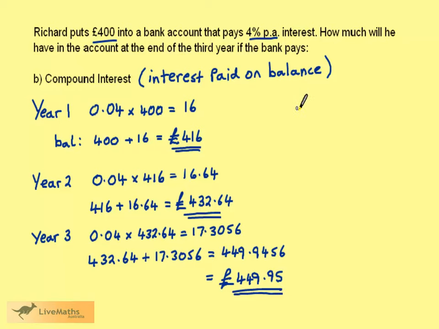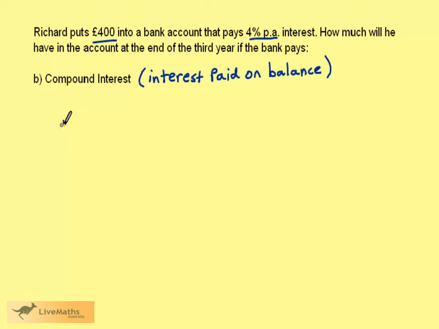This calculation is all well and good, and simple enough, but would you really want to do it for 10 years? Or 20 years? It would take a long time. Clearly, there must be a better method. If we take the original £400 and multiply it by 1.04, what does this do?